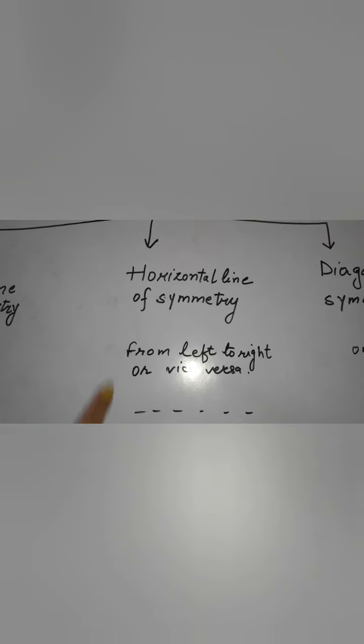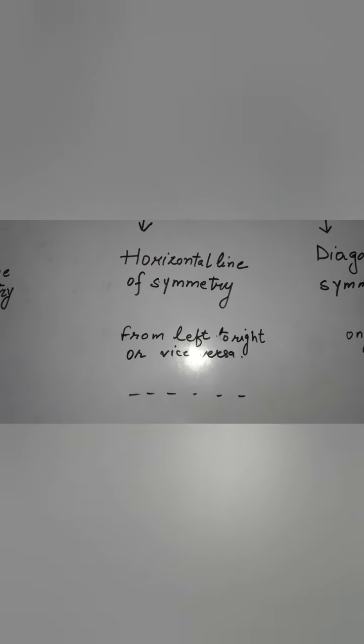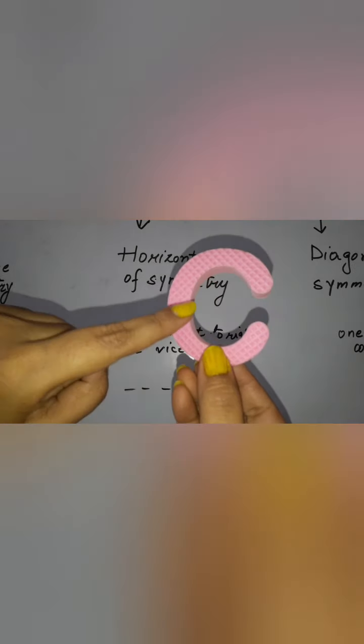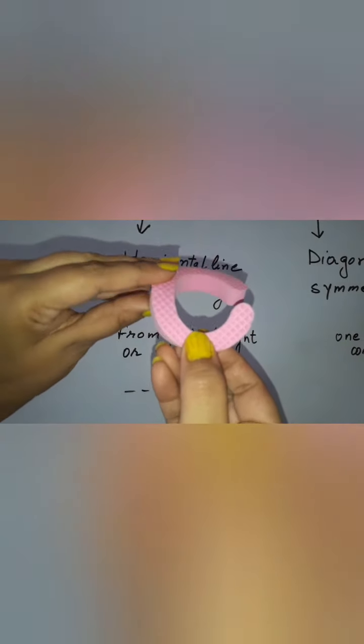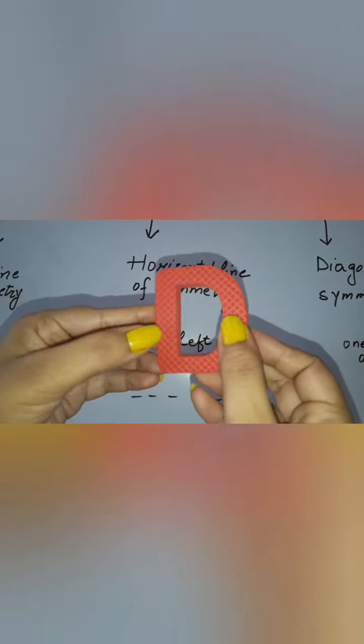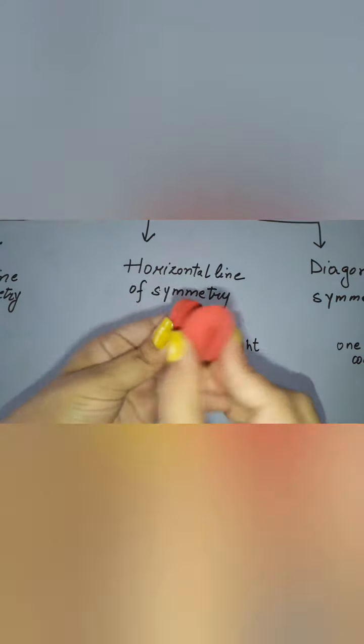Now let us talk about the horizontal line of symmetry. Suppose I have an alphabet C, now where will I make a line of symmetry so that it becomes identical? Yes, I will make the horizontal line of symmetry so that when I flip or turn it, I will get exactly the same image as the first image. Again, if I take this alphabet D, where will I make the line of symmetry? Yes, again horizontally I will make the line of symmetry so that it overlaps with one another.